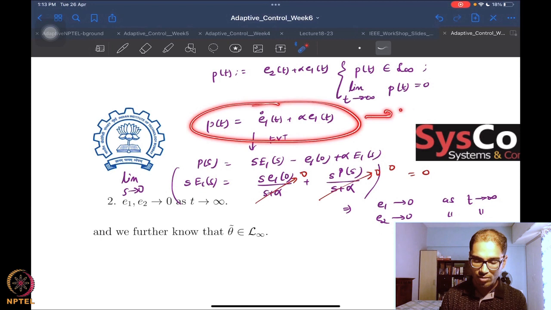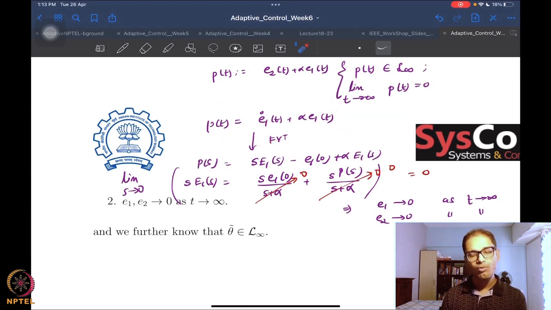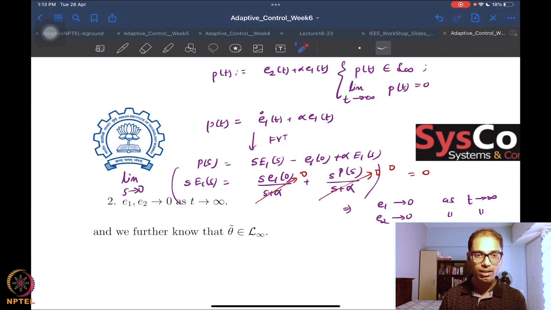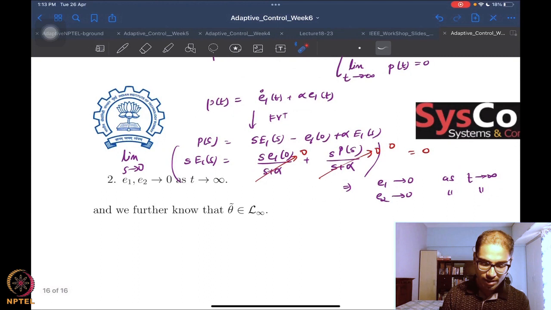By the way, this sort of proof that we did, that if E1 dot plus alpha E1 goes to zero as t goes to infinity, this proof can also be done in the time domain. It's not impossible to do this proof in the time domain, because this is a nice exponentially decaying system with a bounded vanishing perturbation. So this sort of analysis can also be done.